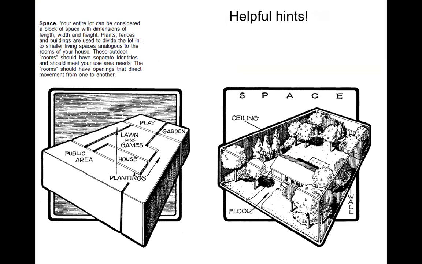Your three-dimensional spaces can be thought of as a block of space that has floors and walls and ceilings. Your ceiling, of course, is tree canopy coverage, pergola coverage of patios. Your floors are going to be your pavement, your lawn, your ground cover areas. And your walls might be literal walls, like fences and structures, but they could also be layers of plants that form those enclosing types of plantings.